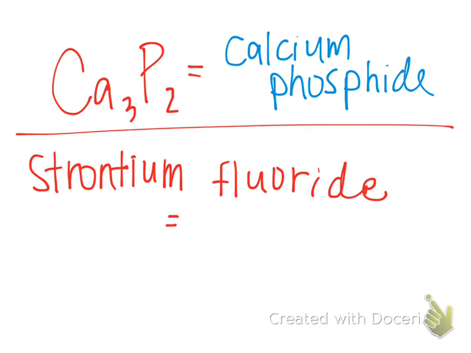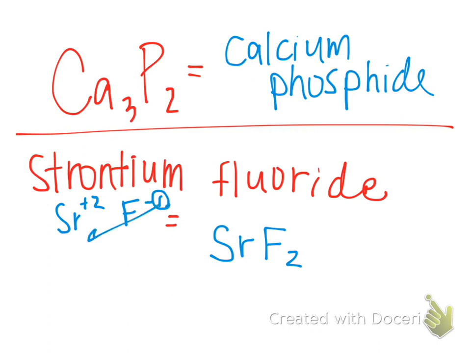Abby, why don't you give me the formula on the second one? I have SrF2. That's what I have. Do we agree? Because if we take strontium, we know strontium is +2, and we know fluoride is -1. So we're going to take that, cross it down. Very good.